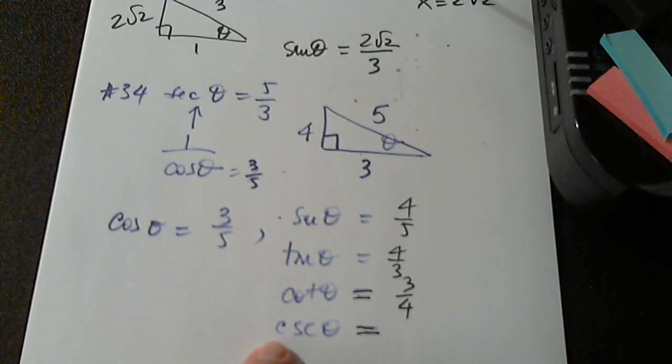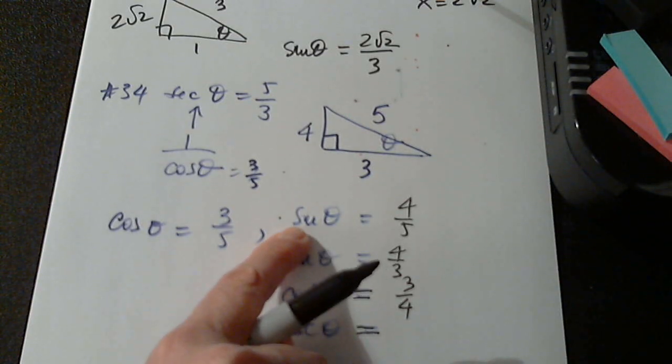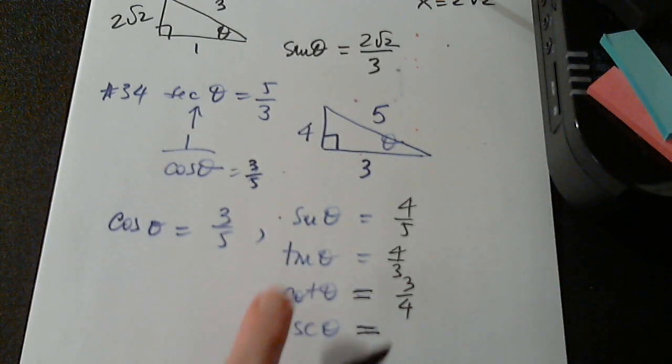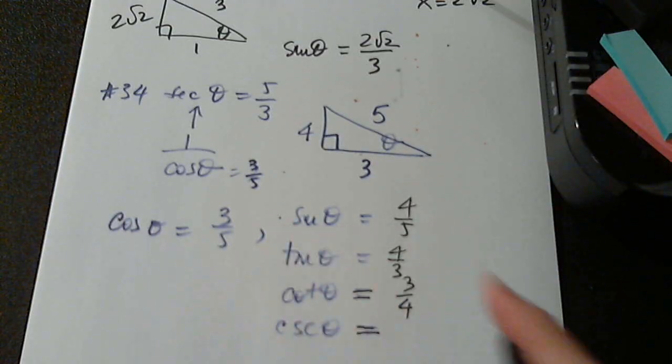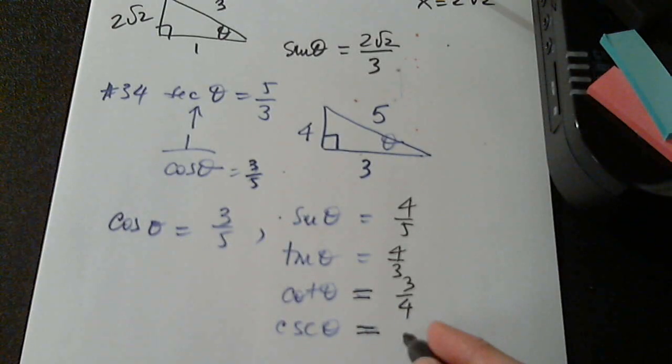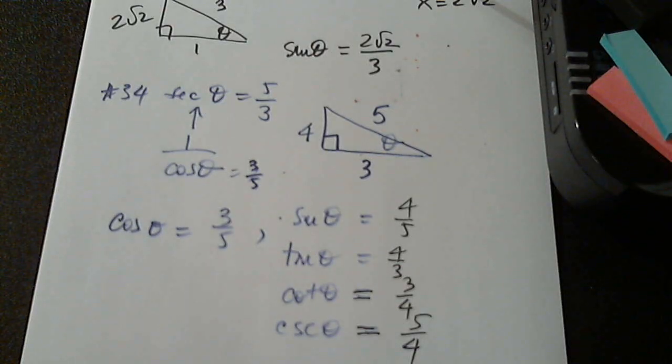And finally, cosecant. Remember, it starts with C. It has to be 1 over this. Cosecant, 1 over sine. What will that be? 5/4. That's it. How do we feel about this type of problem?